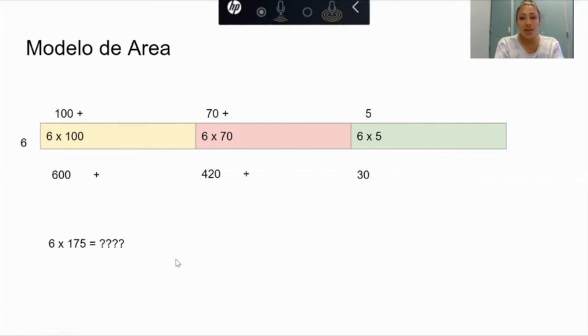Toma un momento para tomar notas sobre esta pantalla y encontrar el producto de este problema. Pueden decir listos cuando están listos. ¿Listos? Perfecto. ¿Cuál es la respuesta? Yo tengo 1050. ¿Es la misma respuesta que tienen ustedes? Perfecto. Seguimos.